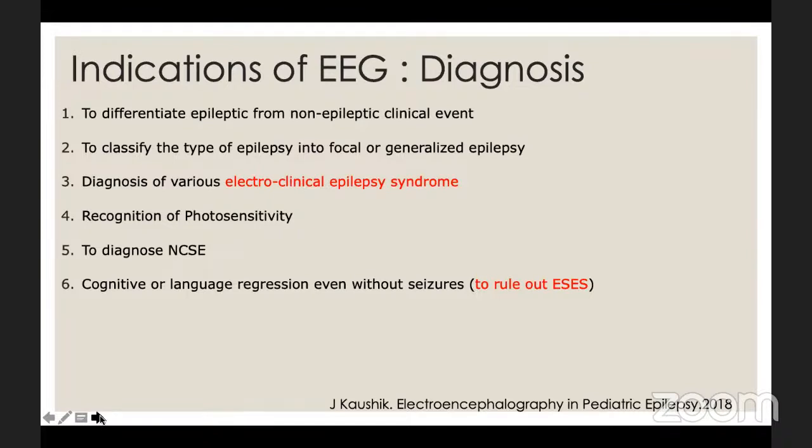To classify the type of epilepsy into focal or generalized, diagnosis of various electroclinical epilepsy syndromes, like we named West syndrome or Lennox-Gastaut syndrome in the beginning. Recognition of photosensitivity, to diagnose non-convulsive status epilepticus, and in children with cognitive or language regression to rule out a clinical entity known as ESES, electrical status epilepticus in slow wave sleep.